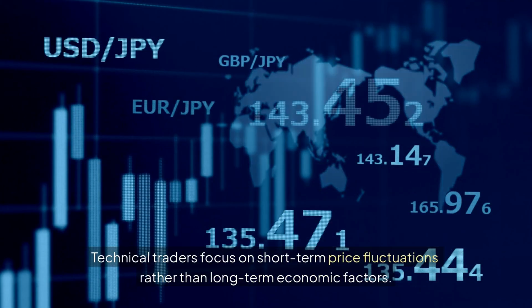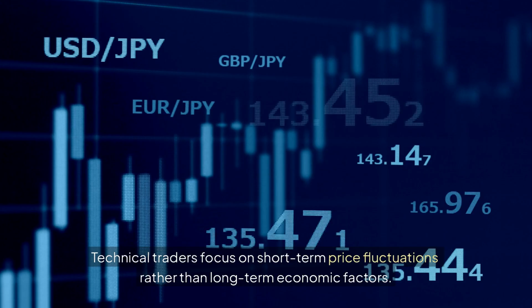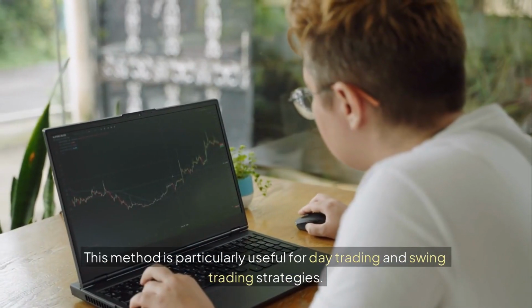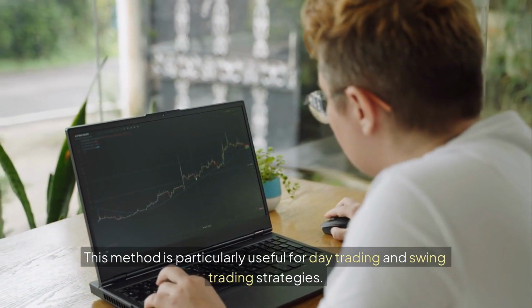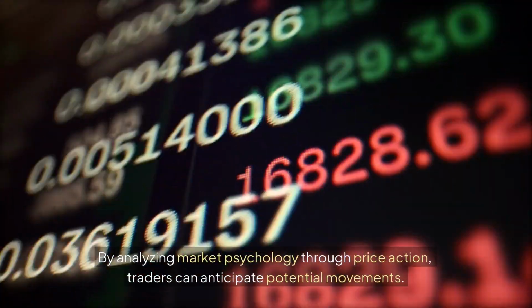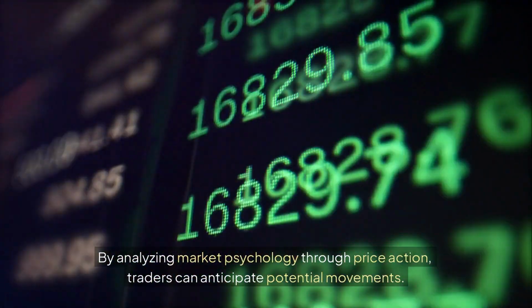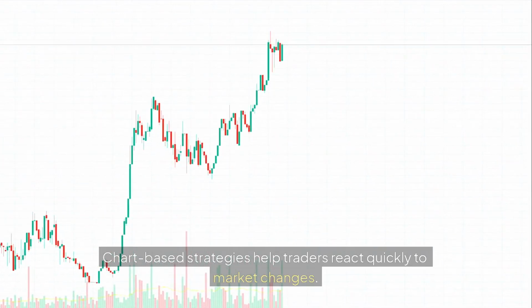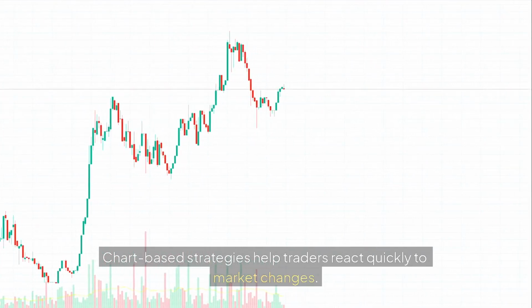Technical traders focus on short-term price fluctuations rather than long-term economic factors. This method is particularly useful for day trading and swing trading strategies. By analyzing market psychology through price action, traders can anticipate potential movements. Chart-based strategies help traders react quickly to market changes.